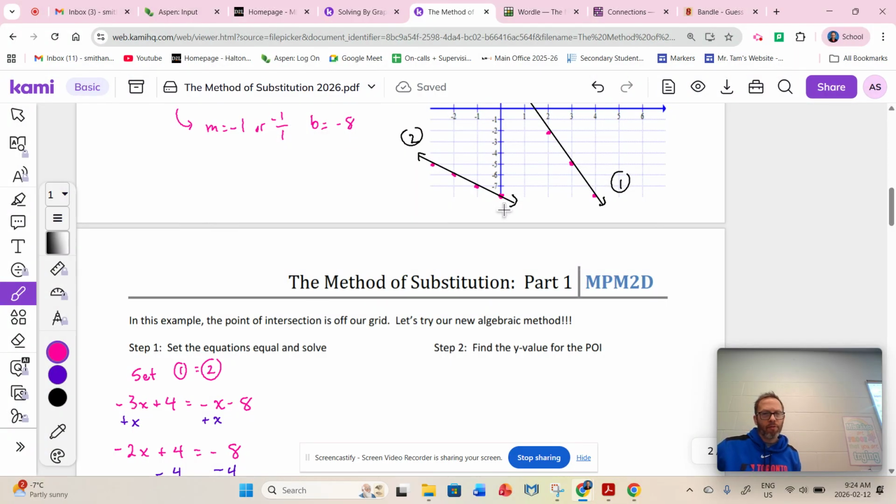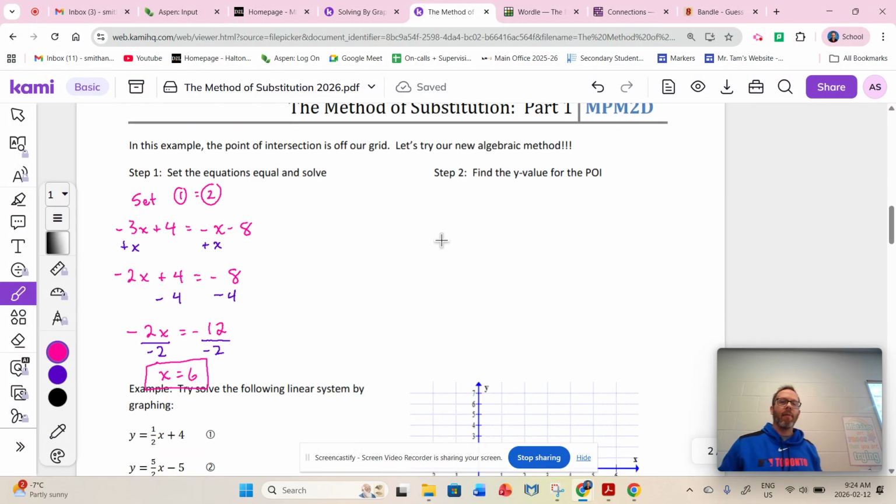It looks like these 2 guys are meeting at x equals 6. I think that's in the realm of possibility. Let's find the y value and see even further if our graph makes sense. Let's sub our x value. So the point of intersection will be when x equals 6.